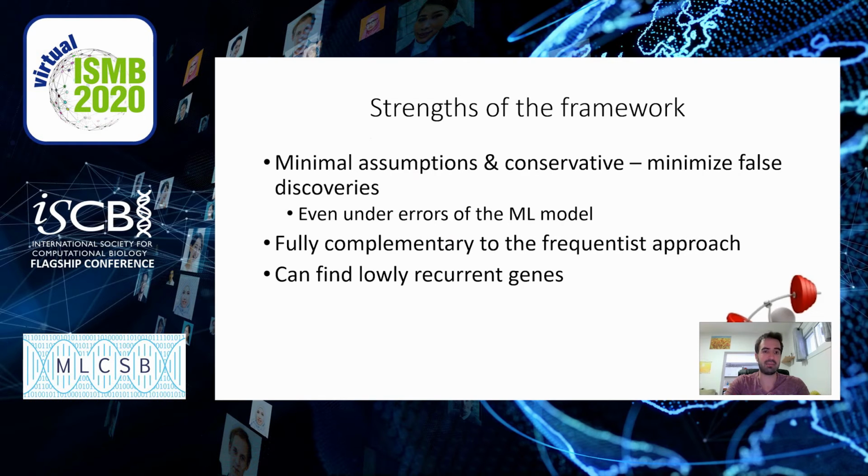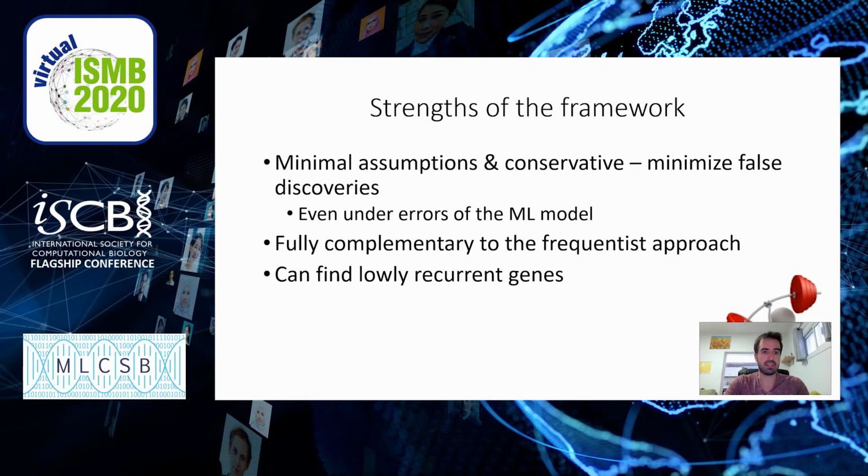And importantly, even under inaccuracies of the underlying machine learning model, which is of course inevitable, no machine learning model is ever perfect, since we use the same model for both the background distribution and for the observed mutations, we know that those occasional errors will not lead to systematic biases. So it can diminish the statistical power, but it shouldn't lead to false discoveries.